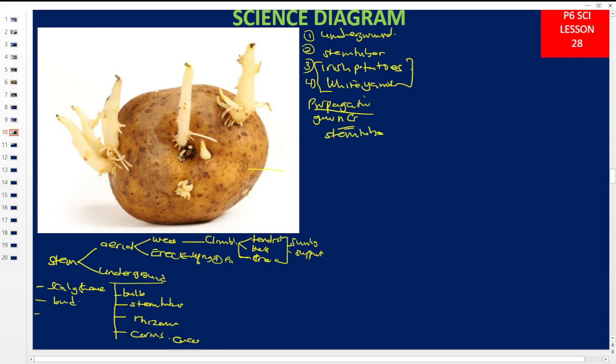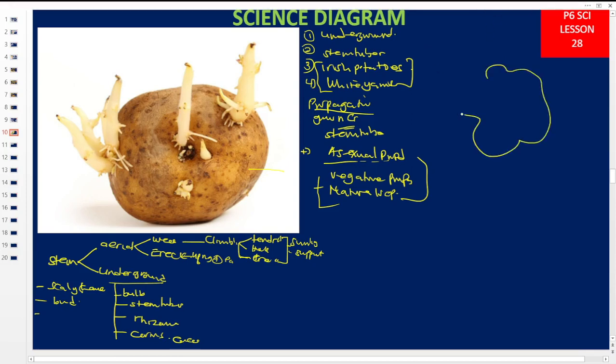I think you are seeing the stem itself sprouting out. And which type of reproduction is this? It is what we call asexual reproduction, or asexual propagation. And which asexual reproduction is this? It is what we call vegetative propagation. And this vegetative propagation is natural vegetative propagation.